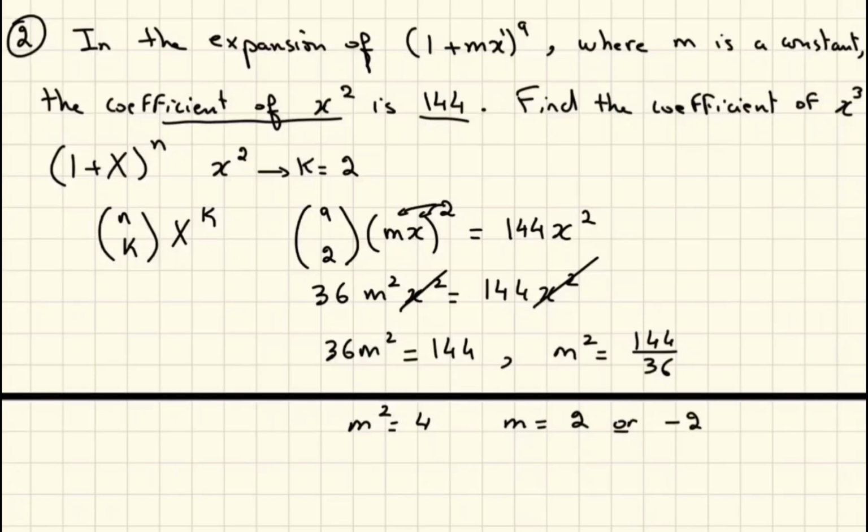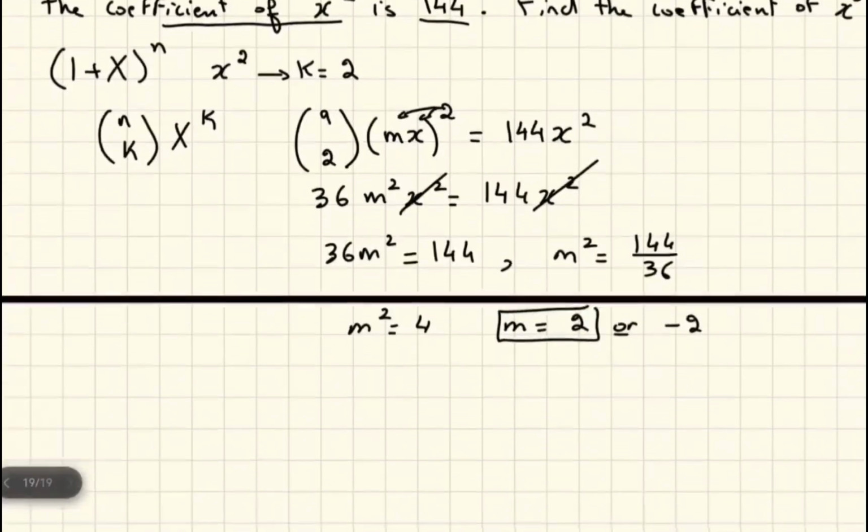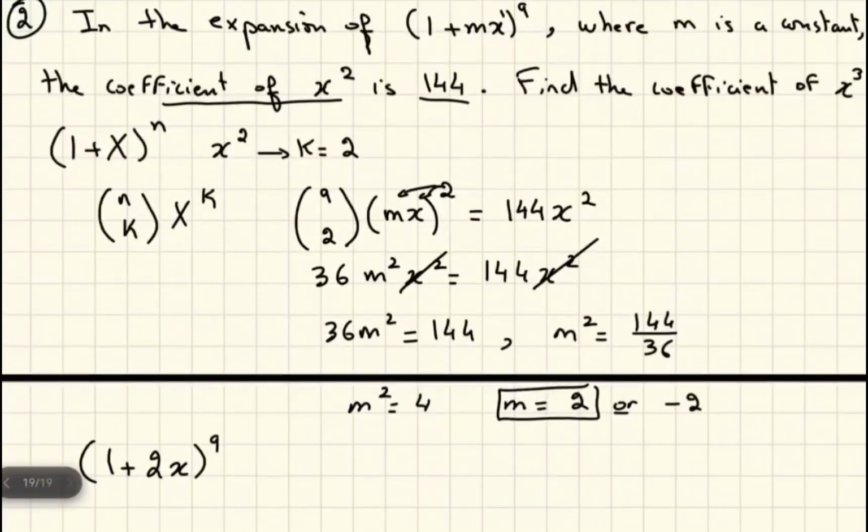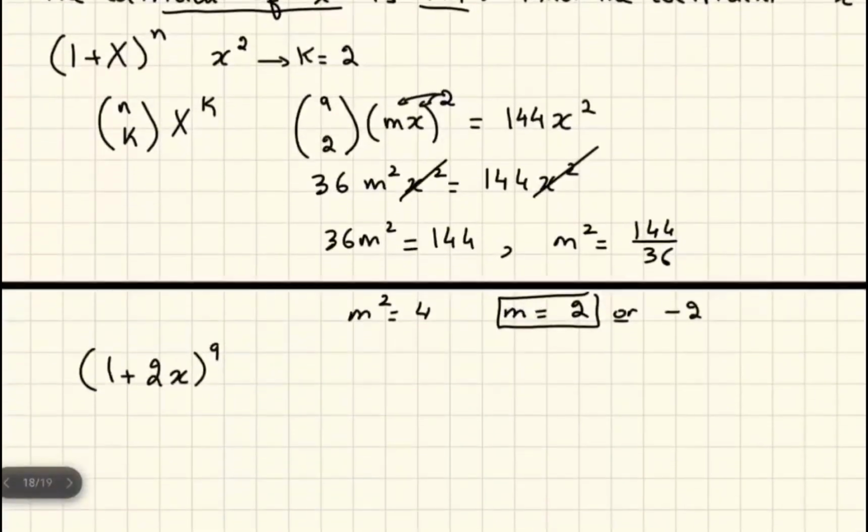Now in the question, if they mention that m is a positive constant number, you need to take m equals to 2. If they say m is negative, you need to take negative 2. I'm gonna choose m to be 2, and then we're gonna calculate. So I will write 1 plus 2x exponent 9. So I replaced the m in the question by 2. And using this, we're gonna find the term or the coefficient of x cubed.